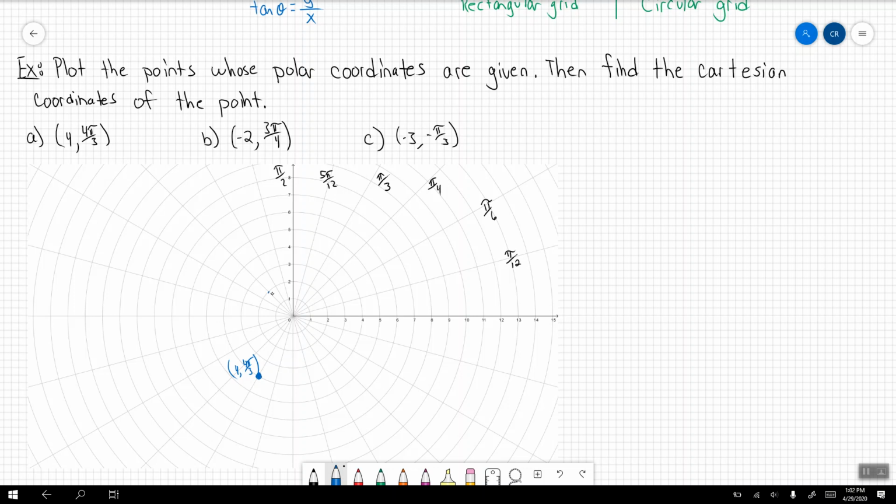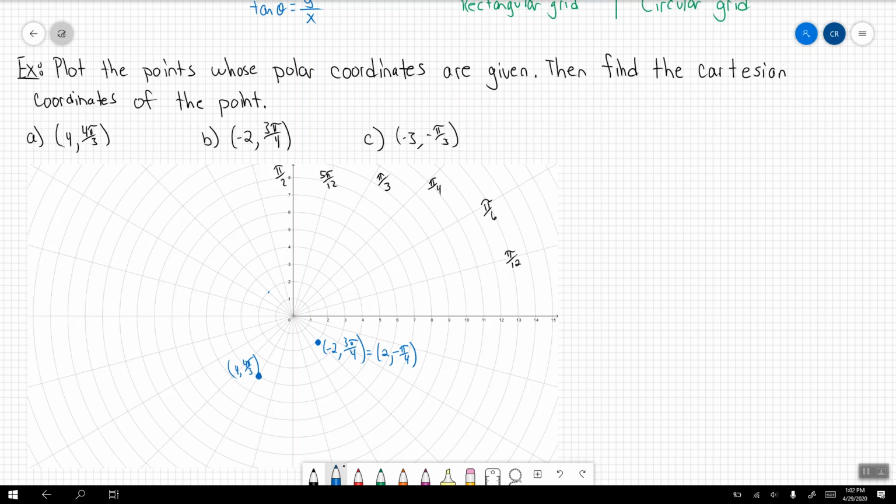Now, that's not my final point, because this point is (2, 3 pi fourths). We want it to be negative. So all we do is reflect it 180 degrees to this point. This point is now (-2, 3 pi fourths). There we are. Now, could we have done it differently? Yes, we could have done it differently. We could have thought of this as a radius of 2 and an angle measurement of -45 degrees, and it would have been the exact same. So this could have been (2, -pi fourths), and it still would have been the same answer.